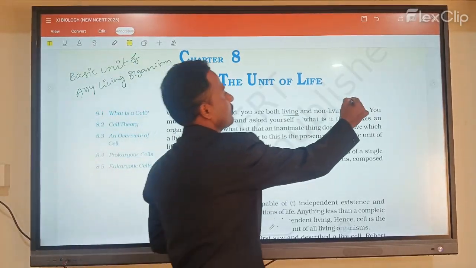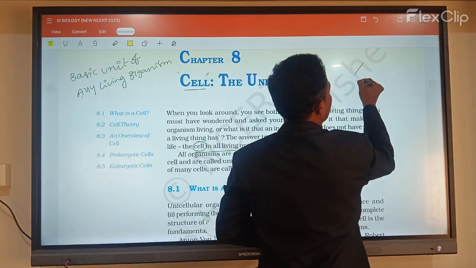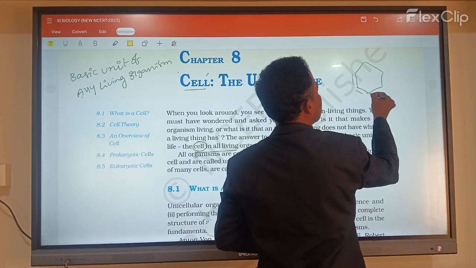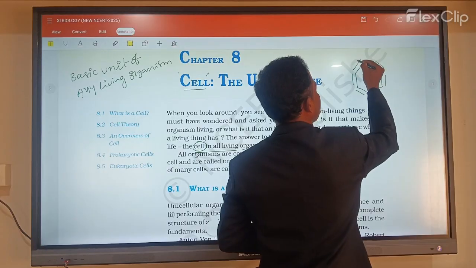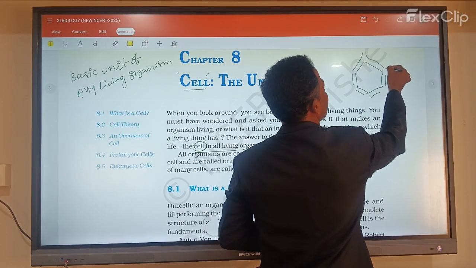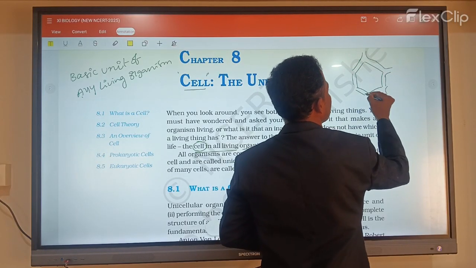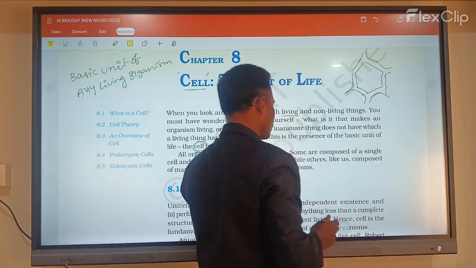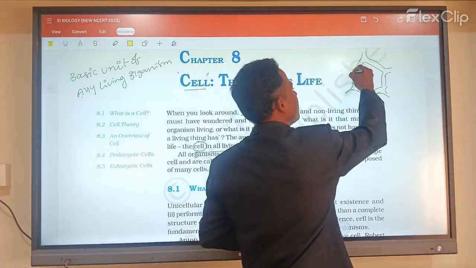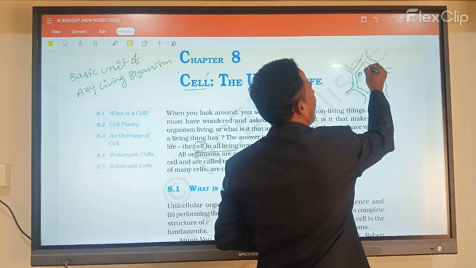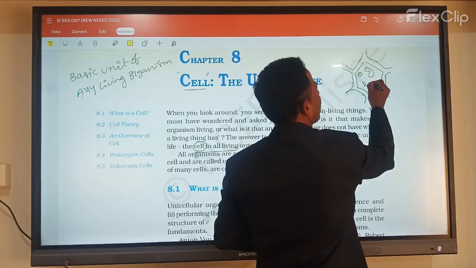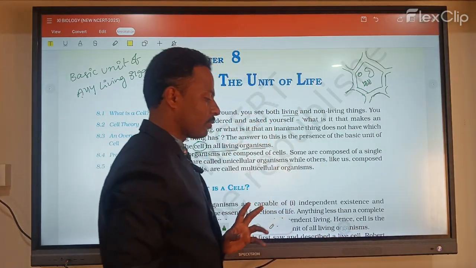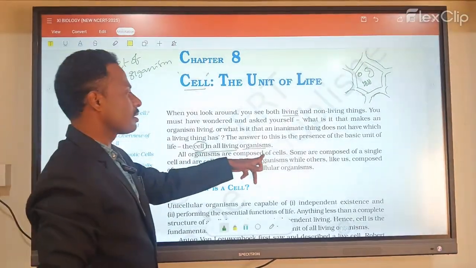For example, you take any one particular cell. The cell is composed of a number of organelles. Each cell is composed of a number of organelles present in it. All living organisms are composed of cells.